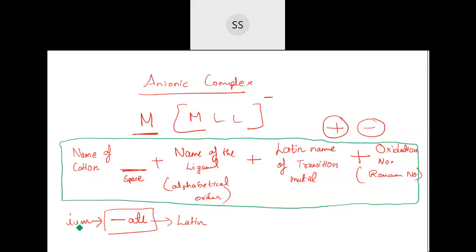So the Latin name I told you, the Latin name change is just that IUM is replaced by ATE. That is the Latin name.